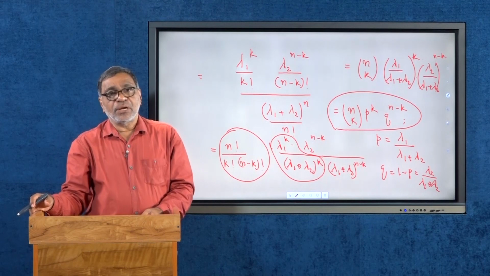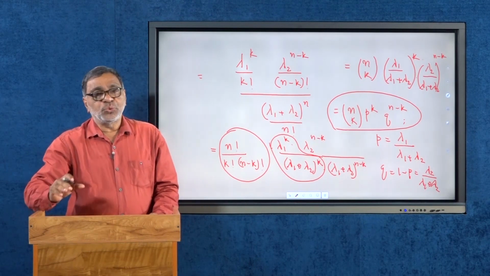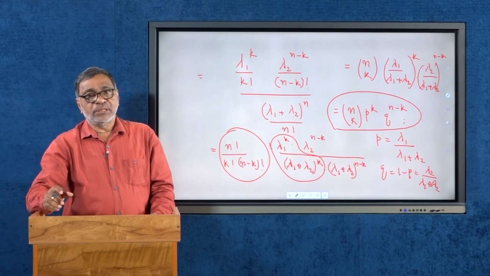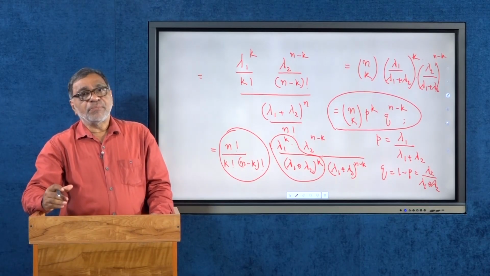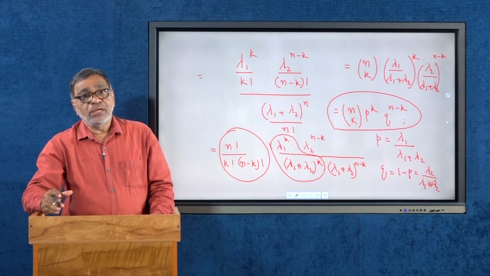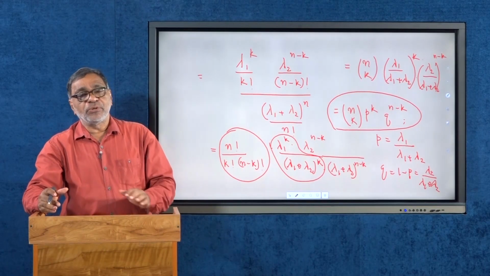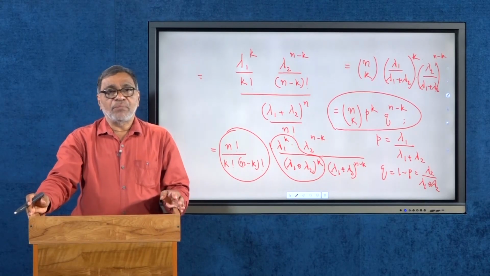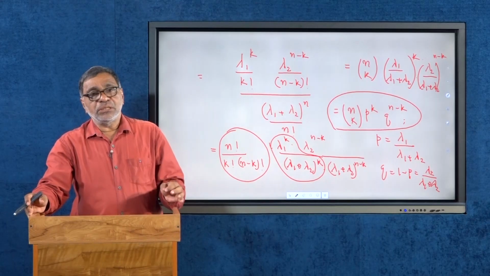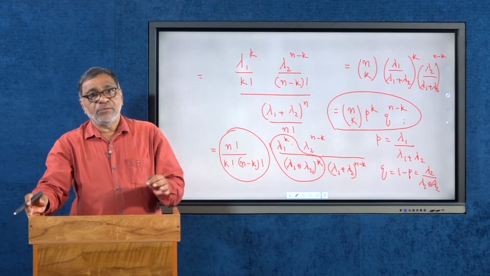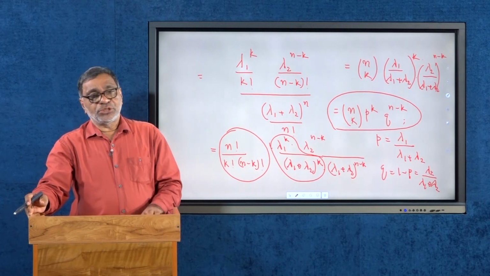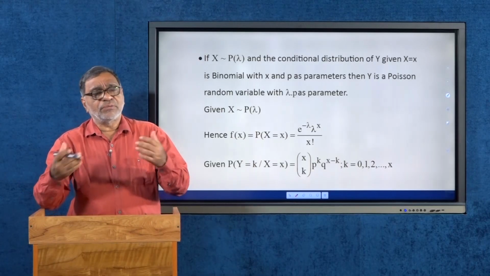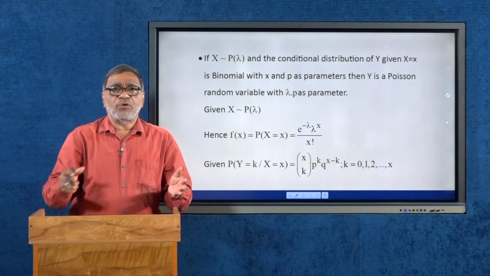So, here we establish that if X and Y are two independent Poisson random variables, then the conditional distribution of X given X plus Y is a binomial distribution. Once again, if X and Y are two independent Poisson random variables with respective parameters lambda 1 and lambda 2, then the conditional distribution of X given X plus Y is a binomial distribution. Corresponding to this result, we can have the converse part of this also.